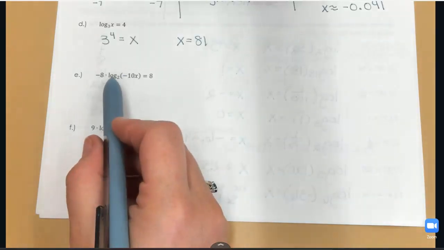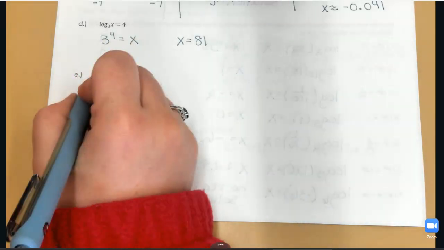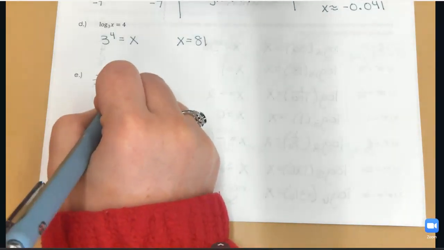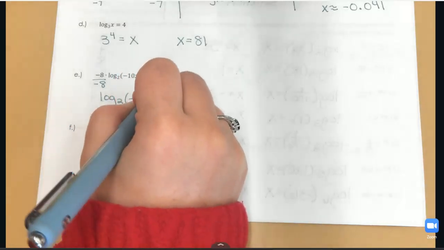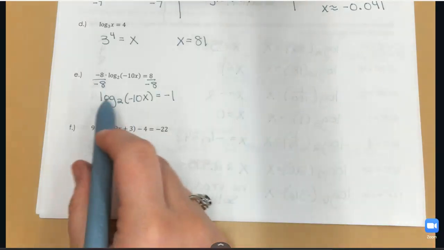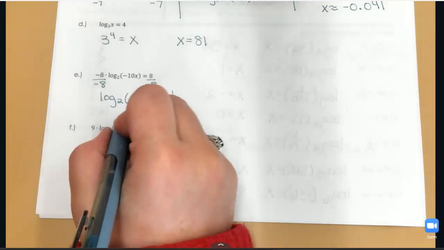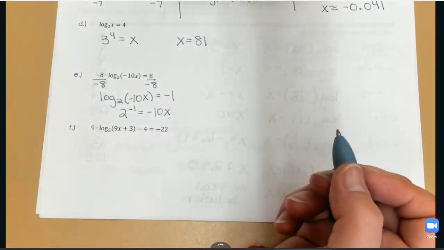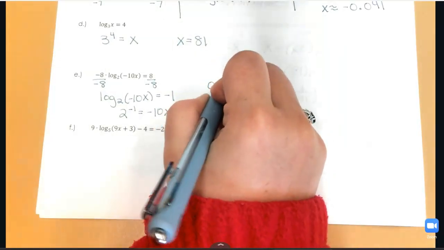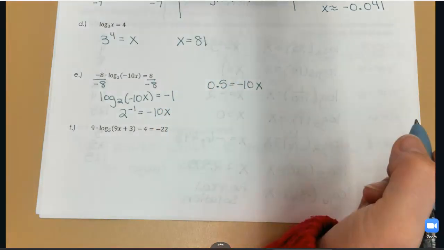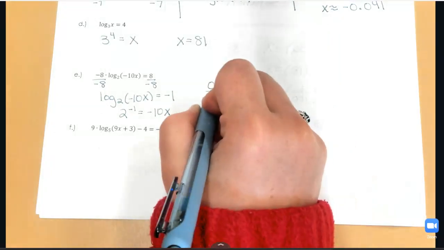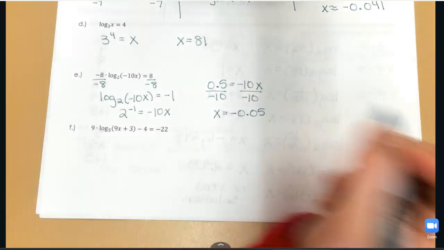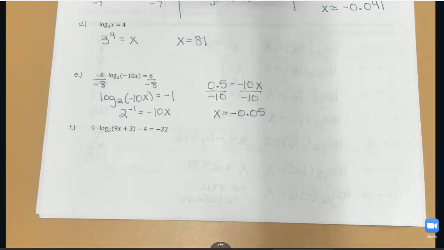On E, my log expression is here, so that means I need to get rid of the -8, and I will do that by dividing, since that's the inverse operation of multiplying. So log base 2 of -10x will be equal to -1. Now my log is by itself, so I can rewrite it as an exponential. 2 to the -1 is equal to -10x. Well, 2 to the -1 is 1/2, or 0.5. So the last thing I need to do now is divide both sides by 10, and x is going to be equivalent to -0.05, or -1 over 20 if you left it in fraction form.